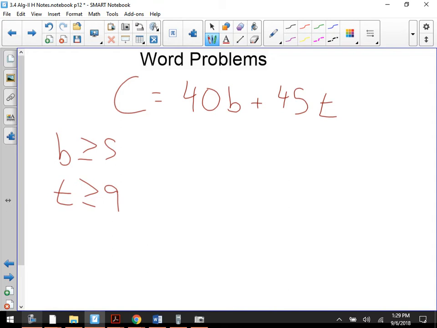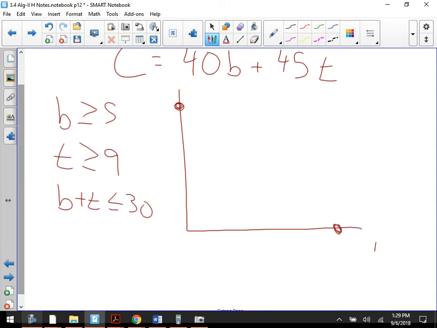And then it said, how many people can you put on there? Thank you. 30. So you combine the two. Okay? So you've got 2 going outward and 1 coming in. Obviously, it's first quadrant. Label, business, tourist. 30, 0, 0, 30. Connect your dots.